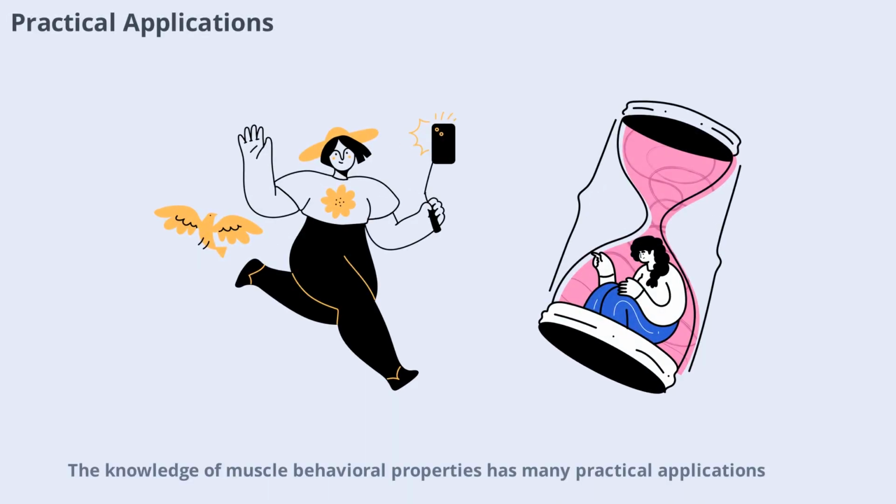Knowledge of muscle behavioral properties has many practical applications. In sports, it informs training techniques that enhance performance and prevent injury. In rehabilitation, it guides therapies that restore function after injury. Even in everyday life, understanding how muscles work can help us move more efficiently and avoid strain. The science of biomechanics is truly relevant to everyone.